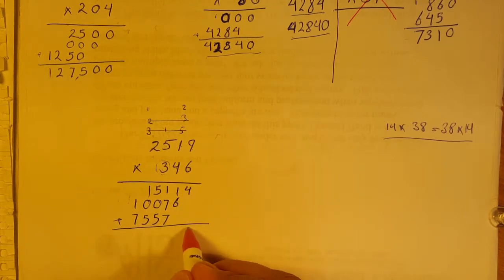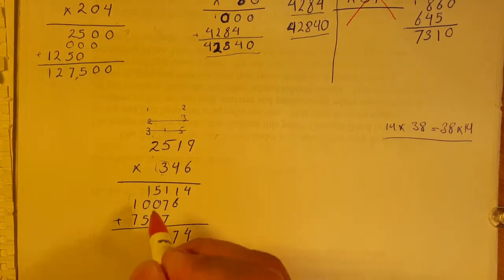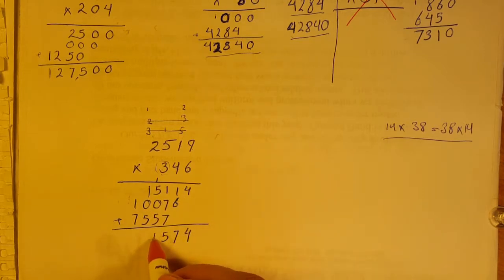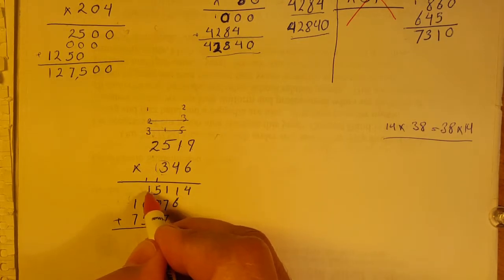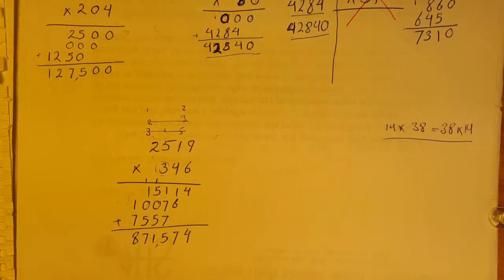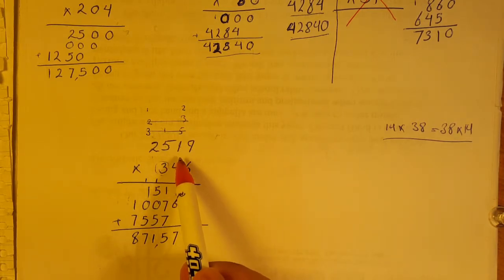Add all these. 4, 6, and 1, 7. 7, 7, 14, and 1, 15. 5 and 1, 6, and 5, 11. 1 and 1, 2, and 5, 7. 7 and 1, 8. So the answer is 871,574.